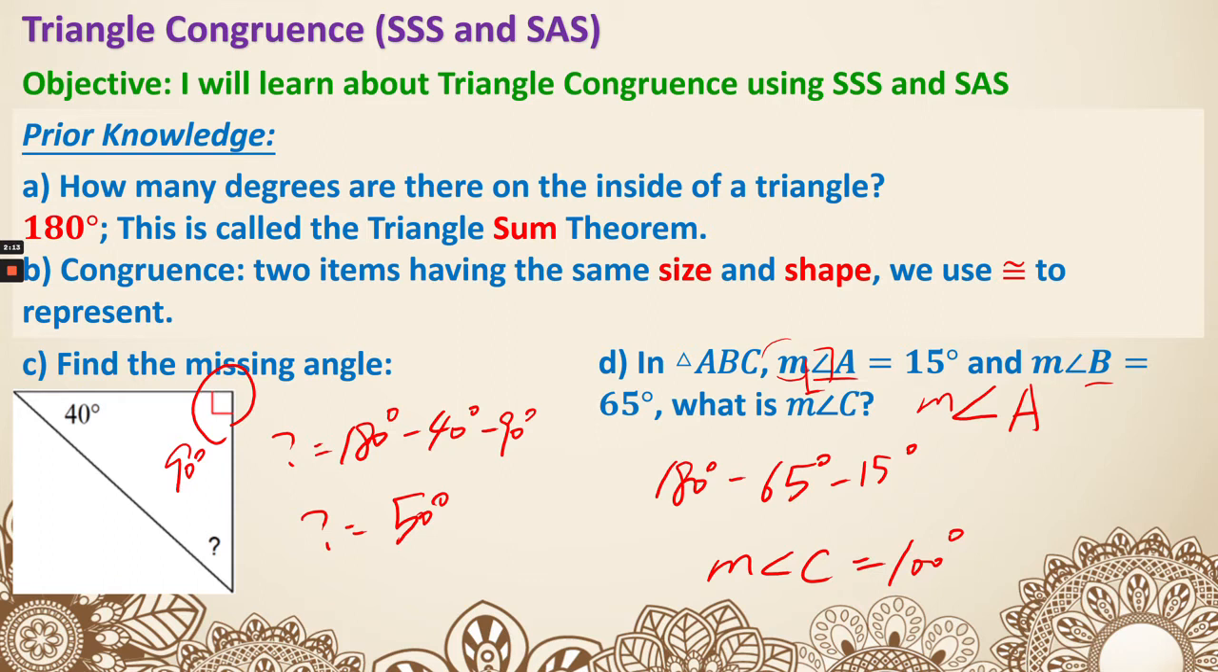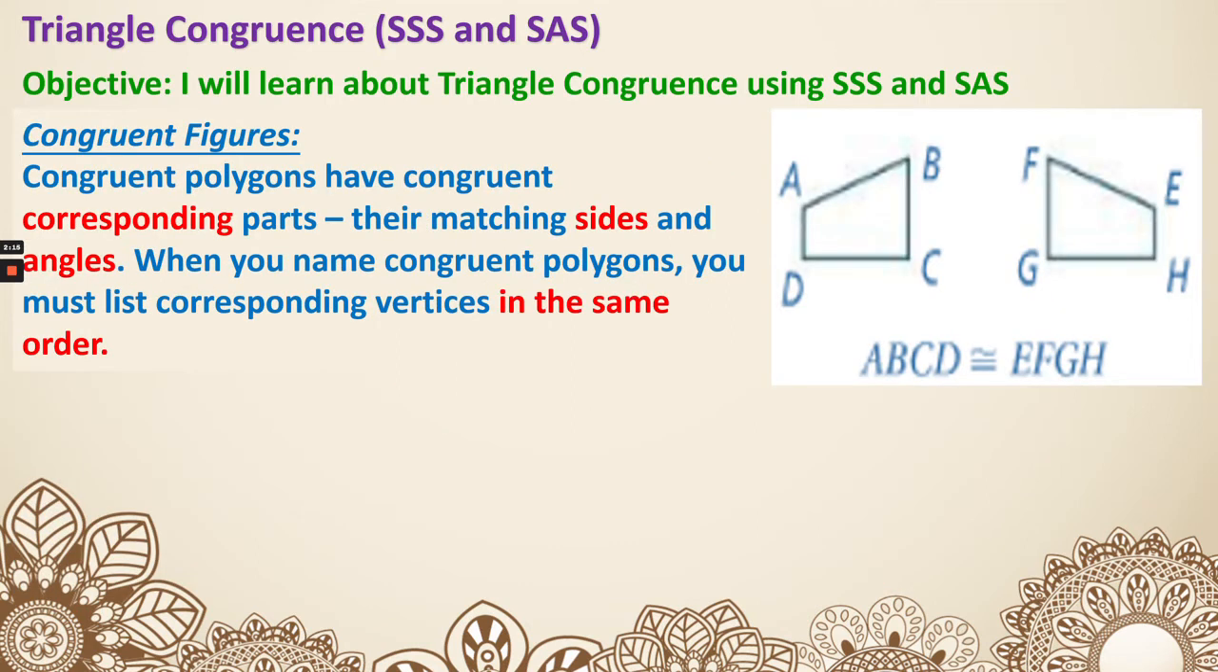Next, before we move on to triangle congruence, we are going to need to understand how congruent figures are defined. Congruent polygons have congruent corresponding parts. This word is actually going to be the most important word in this whole unit: corresponding. They're matching sides and angles. So whenever we're trying to define congruent figures, we need to find the matching sides and matching angles.